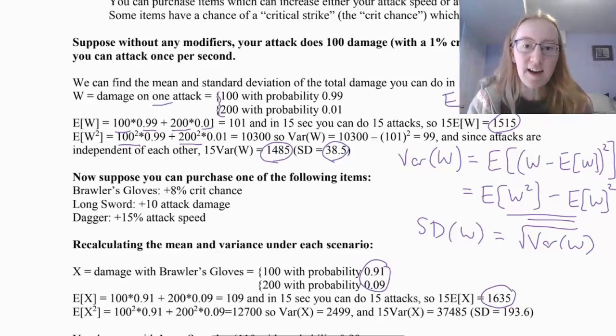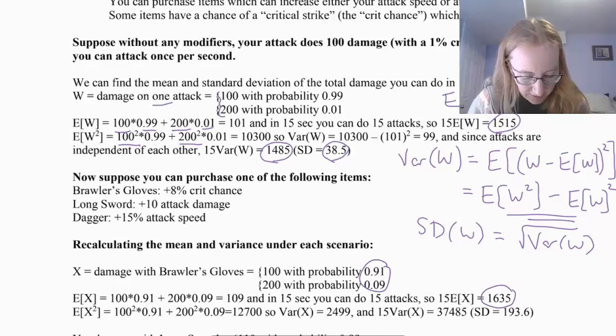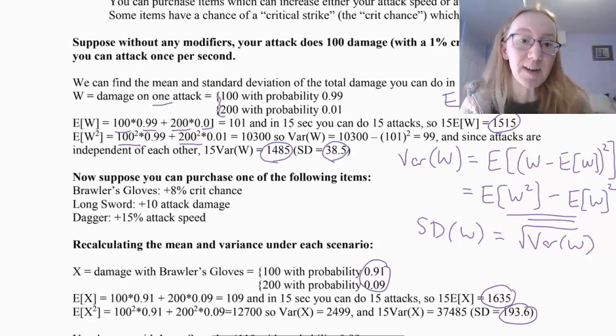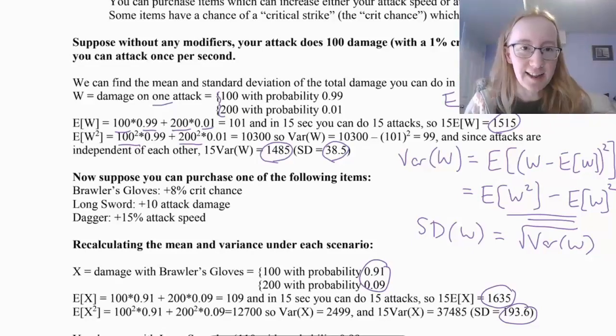For the variance, again, we use the same procedure. We calculate E of X squared, and then that gives us a variance of a single attack of 2499. And then the variance of 15 independent attacks is 37,485, or a standard deviation, that's what we like to look at, of 193.6. So you can see here, the mean is higher, which makes sense. The standard deviation is huge, a much, much bigger standard deviation because we have more of that crit chance.